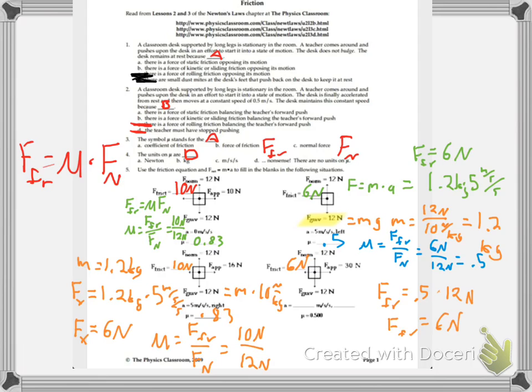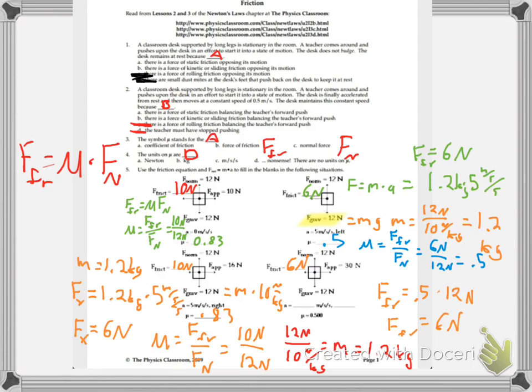Now we want to know what the acceleration is. So in order to find the acceleration, we need to know what the mass is. And so again, we use our force due to gravity to find that. So we have 12 newtons, and divide that by g, which is 10 newtons per kilogram, to get us our mass. So our mass will equal 1.2 kilograms.